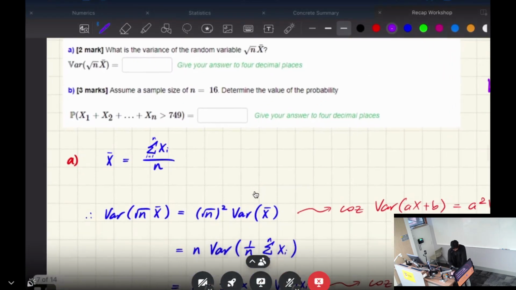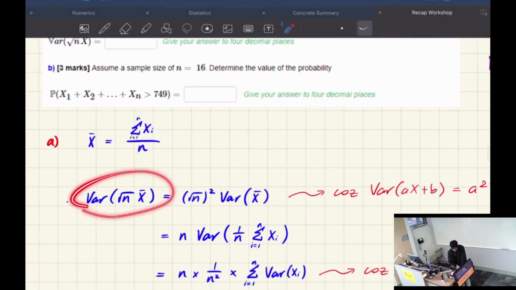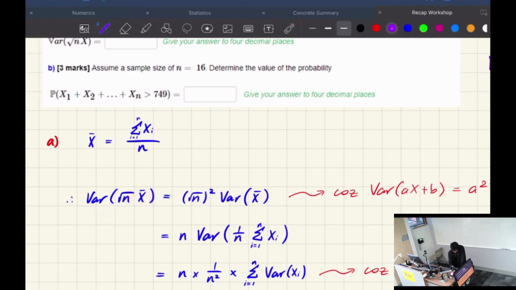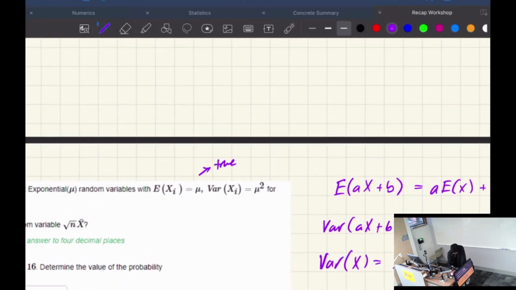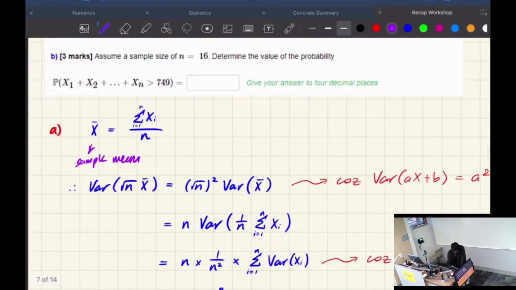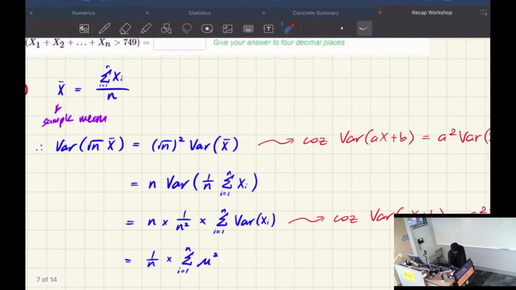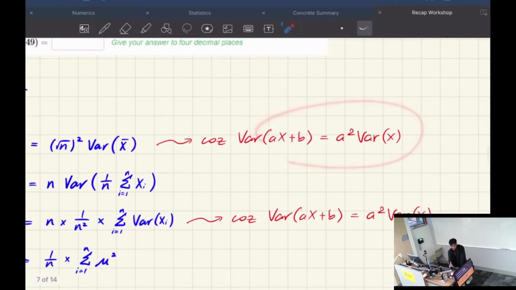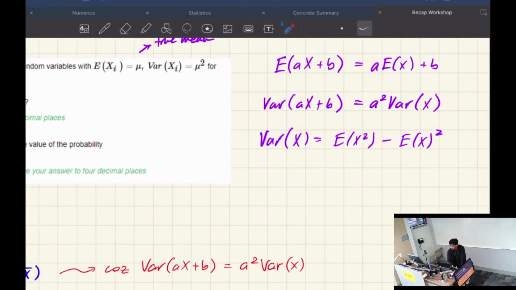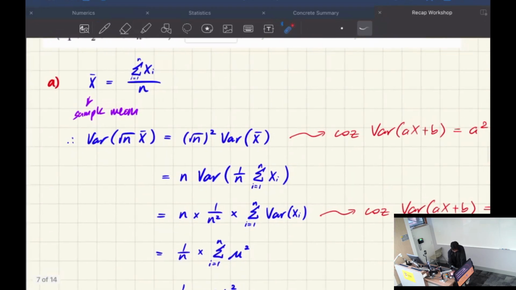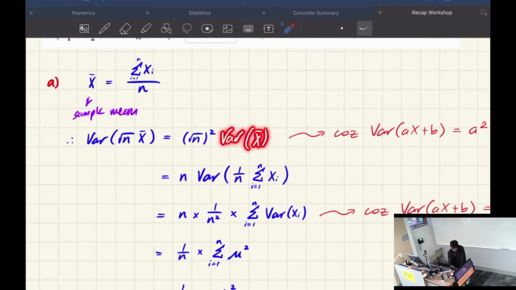Okay, so moving on, if we're trying to find the variance of the square root of n times x bar, this x bar, by the way, is just the sample mean, and this one is the true mean. First, using this formula, take the square root of n to the outside, and we have to square it. That's straight from this formula over here. Make sense? Then all we have to do is calculate the variance of the sample mean.